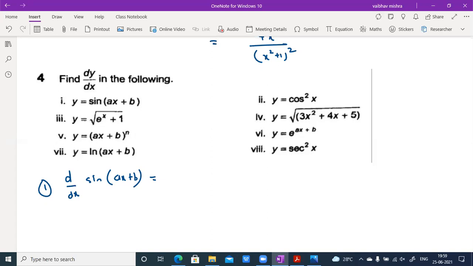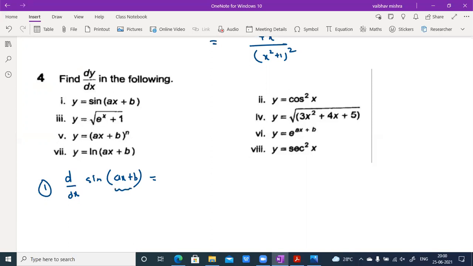Sia, what will be this differentiation? Okay. Right. Sohini, how to differentiate this?